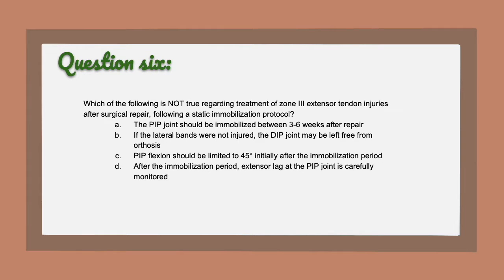Question 6. Which of the following is not true regarding treatment of Zone 3 extensor tendon injuries after surgical repair following a static immobilization protocol? A, the PIP joint should be immobilized between 3 to 6 weeks after repair. B, if the lateral bands were not injured, the DIP joint may be left free from orthosis. C, PIP flexion should be limited to 45 degrees initially after the immobilization period. D, after the immobilization period, extensor lag at the PIP joint is carefully monitored.